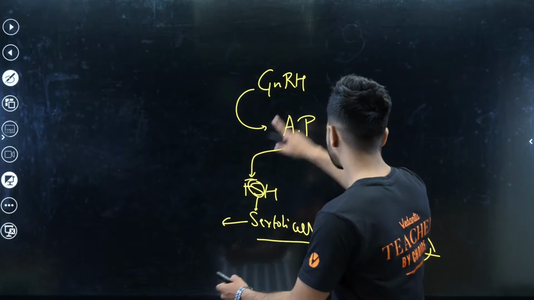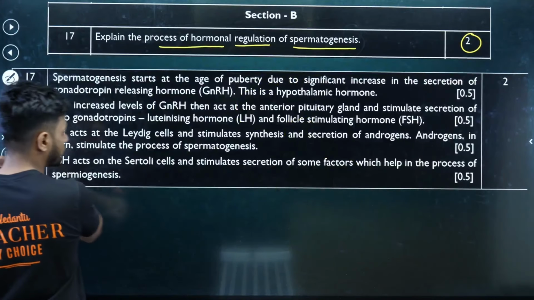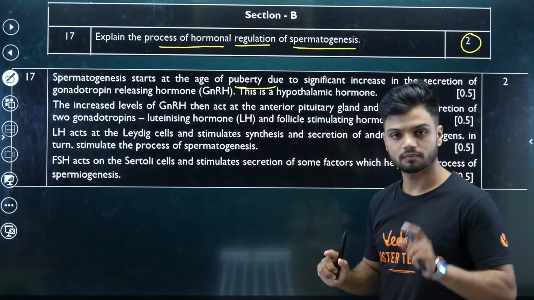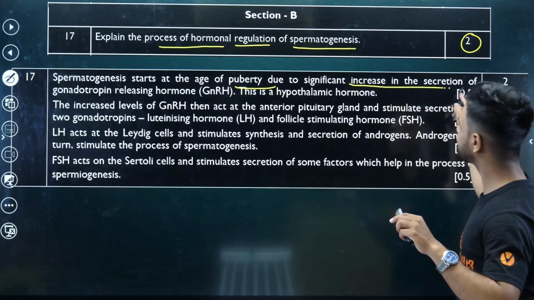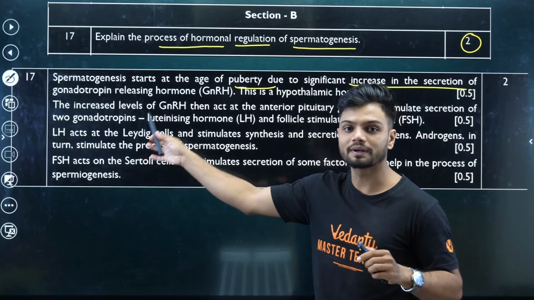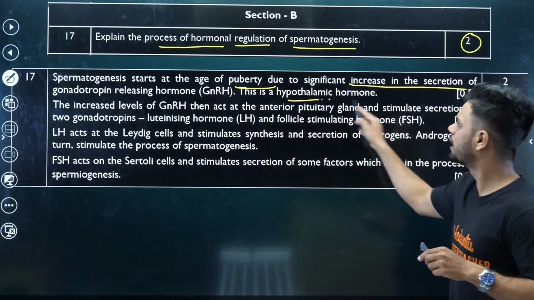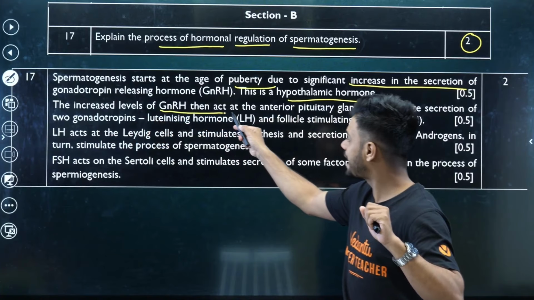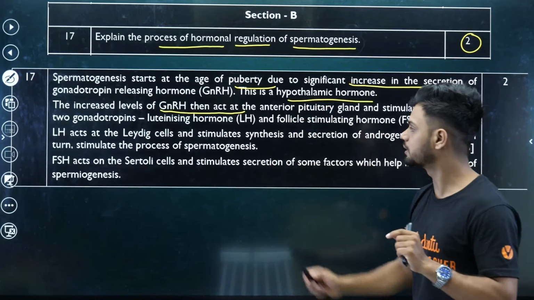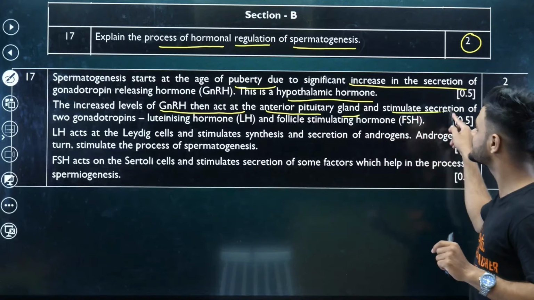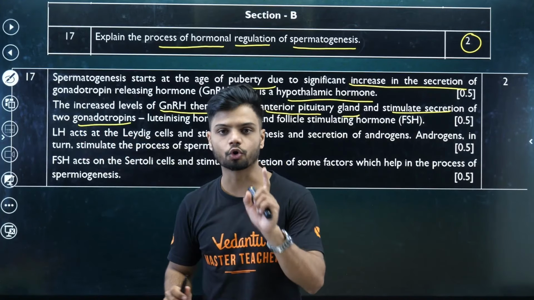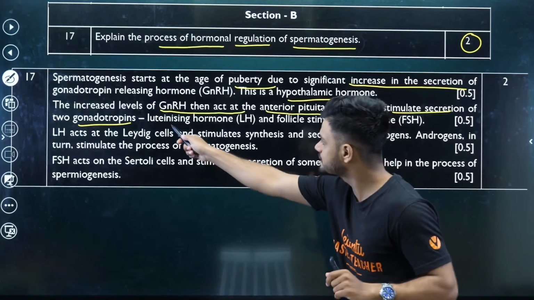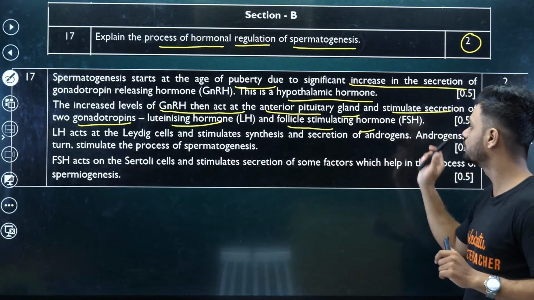Let's look at the answer. The simple flowchart will help you to understand the hormonal changes. Let's see what is given here. Spermatogenesis starts at the age of puberty, due to the significant increase of secretion of GnRH, that is gonadotropin releasing hormone. This is a hypothalamic hormone that Gopika would have told you. The increased levels of GnRH then act on the anterior pituitary, not posterior, remember, and stimulate the secretion of two gonadotropins, that is nothing but LH as well as FSH, luteinizing hormone as well as follicle stimulating hormone.